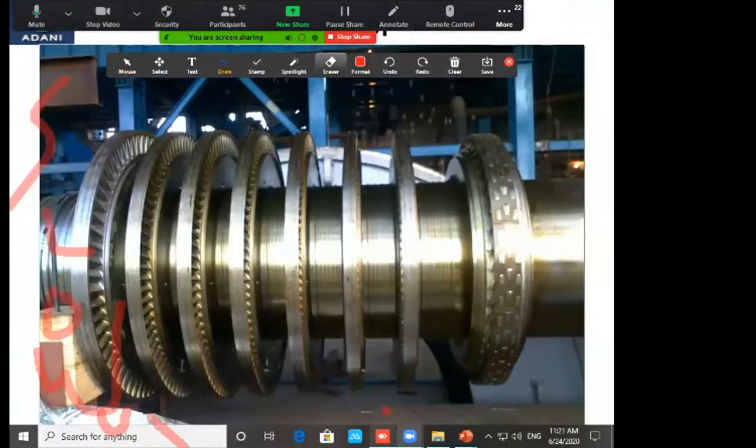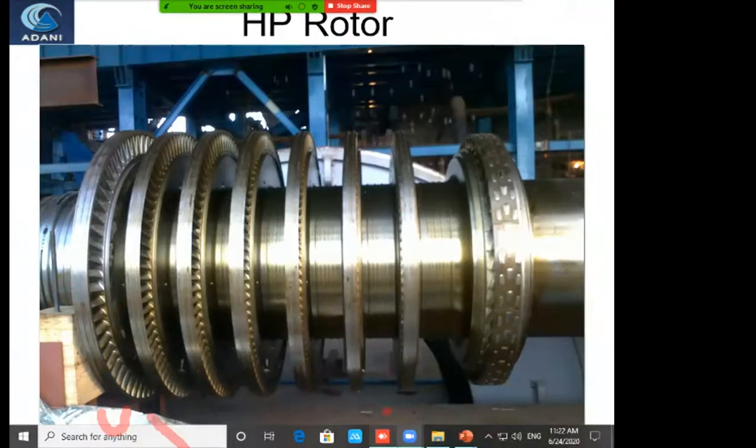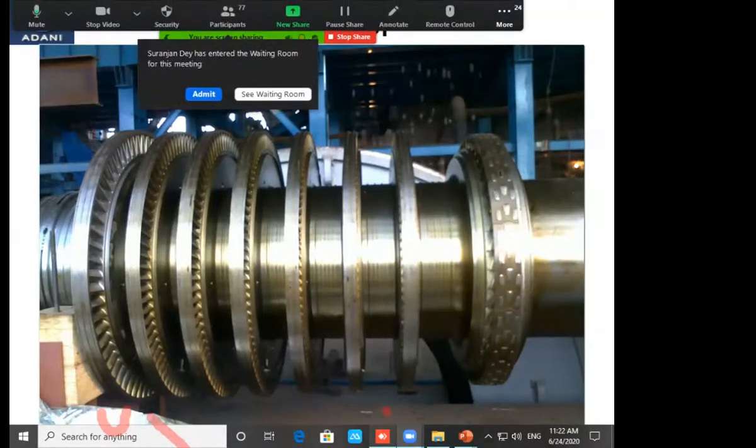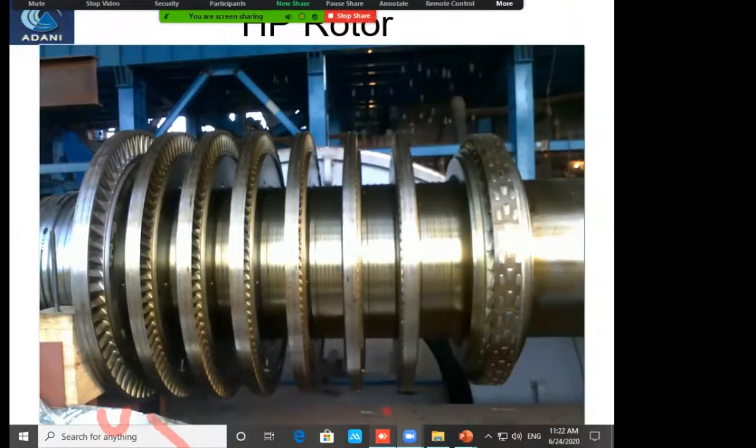So that is another view of the HP turbine rotor. That means this is the rotating part inside. That is the shaft, and the blades are arranged together. You can see the blades are arranged together, and how the steam flows through the passage inside the blades and makes it rotate in one direction.